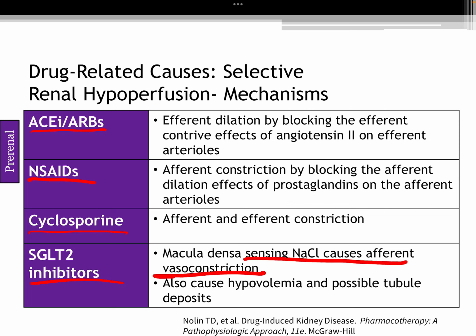at the same time. And one thing we're going to notice whenever we talk about drug-induced causes, many drugs have multiple mechanisms. I would never put on an exam what is the primary mechanism of SGLT2 inhibitor AKI, and give you both options because that just wouldn't be fair. Cyclosporine causes afferent and efferent constriction. And what cyclosporine is used for is for transplant.